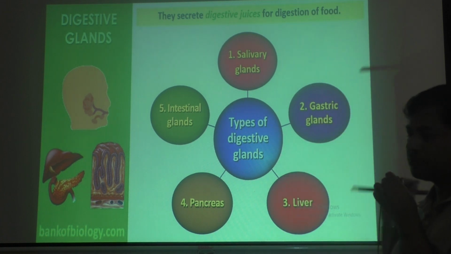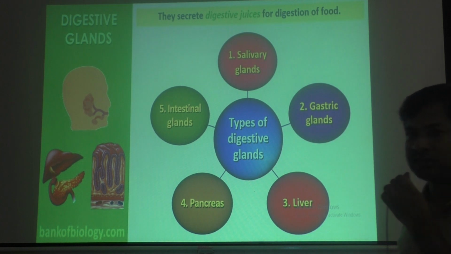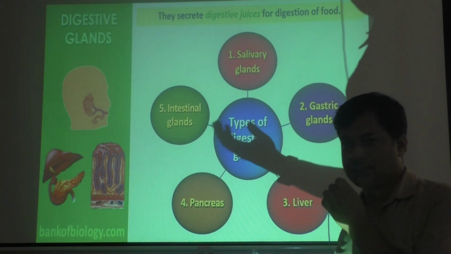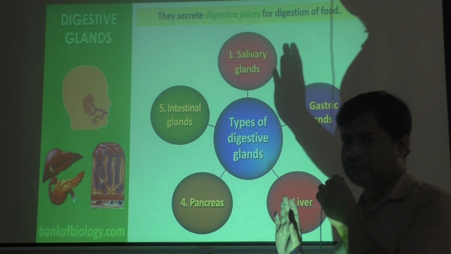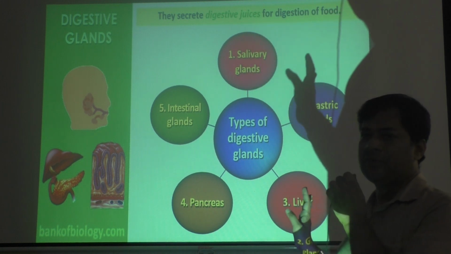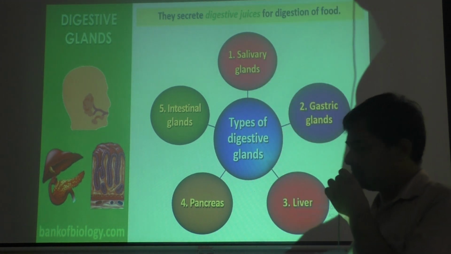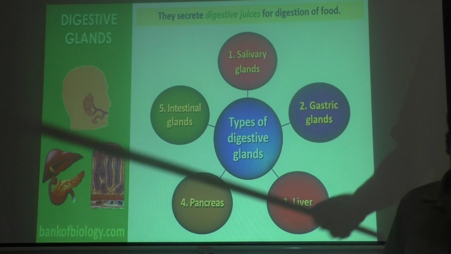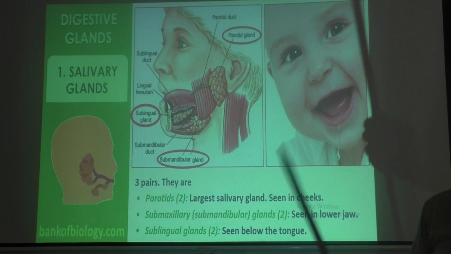So the intestine also produces some chemicals, like I told you, cholecystokinin is a hormone required for digestion. You already learned this hormone, that is required for release of bile juice from the liver and release of pancreatic juice from the pancreas. So these are very important glands. Without these glands, digestion doesn't happen. So one by one we will learn.